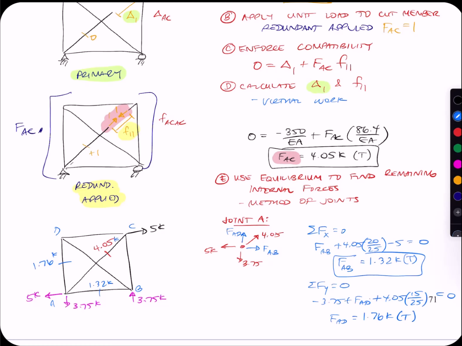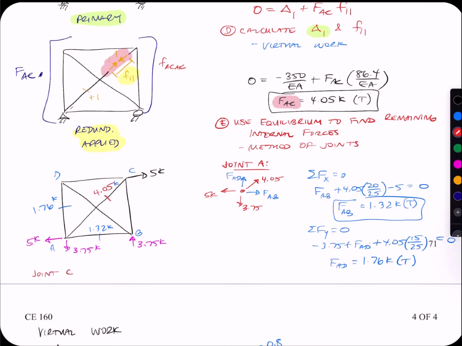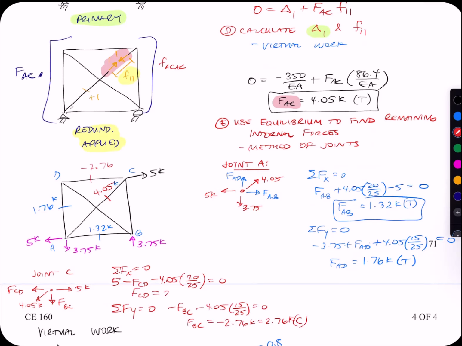Alright, so now I'm missing BD, BC, and CD, so I have to do at least 2 more joints. Next joint I'll do will be joint C. This is 5 kips. This is 4.05 kips. Force BC, force CD. So my forces in Y: 5 kips minus force CD minus 4.05 times 20 over 25. CD is equal to 2.20 kips in tension. This is minus 2.76 kips.